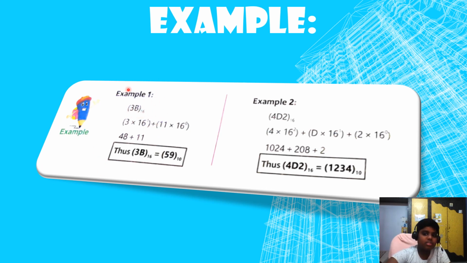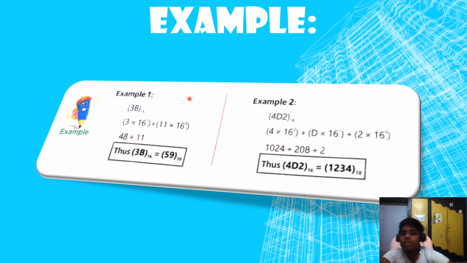Maybe it's confusing. I'll teach it this side. First, B is 11, meaning 11 into 16 to the power of 0 is nothing but 11 into 1, which is 11, and then 3 into 16 to the power of 1. So 3 into 16 to the power of 1, you'll multiply 16 one time only, so 3 into 16, which is 48. So you have to add all the products I said. So 48 plus 11 is 59. Yeah, 59, right? So the decimal number of 3B is 59.